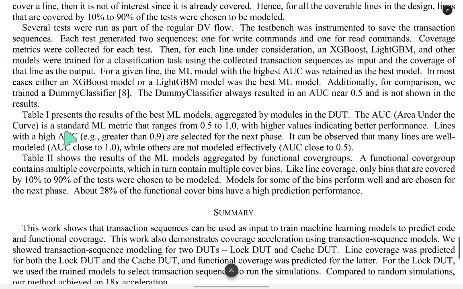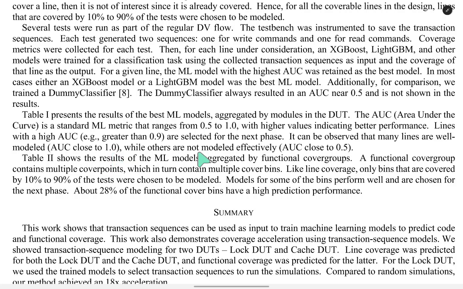Table 1 represents the result of the best ML models aggregated by modules in the DUT. The AUC, area under the curve, is a standard ML metric ranging from 0.5 to 1.0, with higher values indicating better performance. Lines with a high AUC, for example greater than 0.9, are selected for the next phase. It can be observed that many lines are well modeled, with AUC close to 1.0, while others are not modeled effectively.